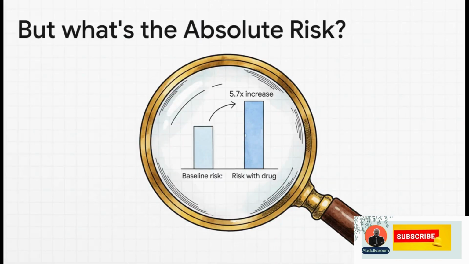But wait. Let's go back to our first, most important question. What is the absolute risk? Well, it turns out the baseline risk for this very rare birth defect is only 0.02%. That's it. So the 5.7 times increase brings that risk all the way up to 0.1%. So that massive, scary-sounding odds ratio, it's really just describing a tiny jump between two incredibly small numbers.